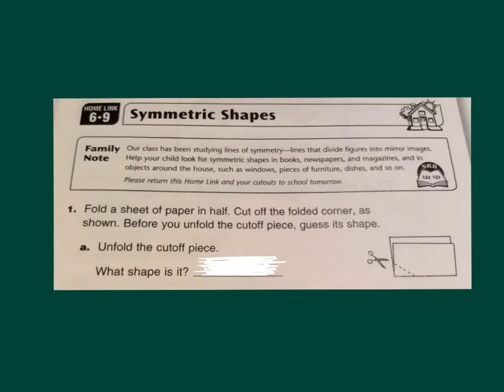For your home link, it has you do an activity to see different symmetric shapes that you're going to make. It tells you that you're going to need a sheet of paper. Okay, so you need to fold that paper in half. Follow the steps as it tells you. Cut off the folded corner as this shows us. Before you unfold it, guess what shape it would be. Then unfold it, and your first question says, what shape is it? It's talking about the piece that you cut off.